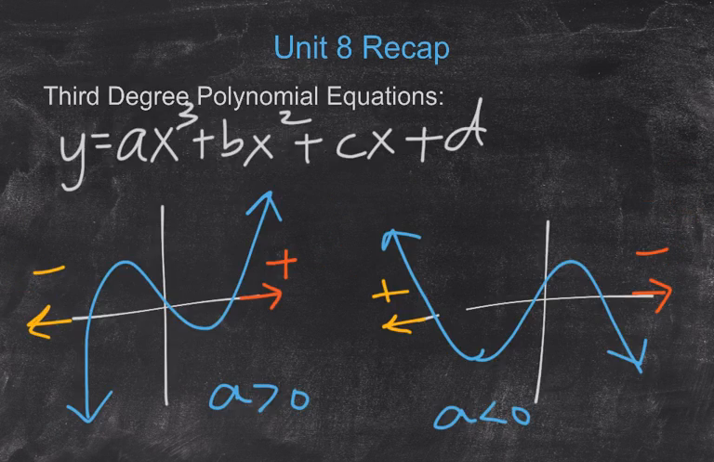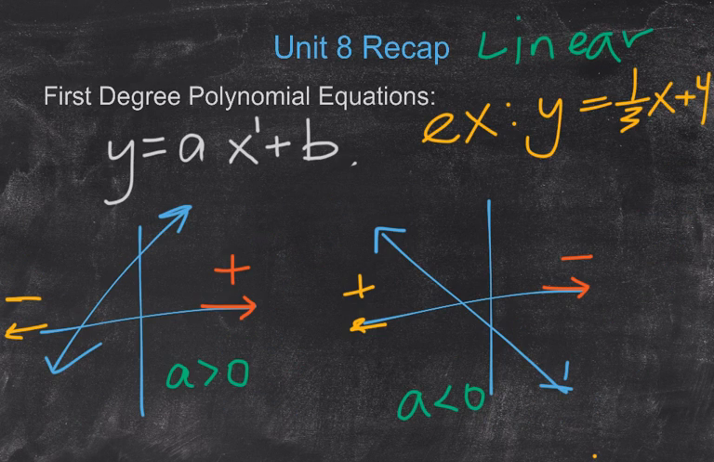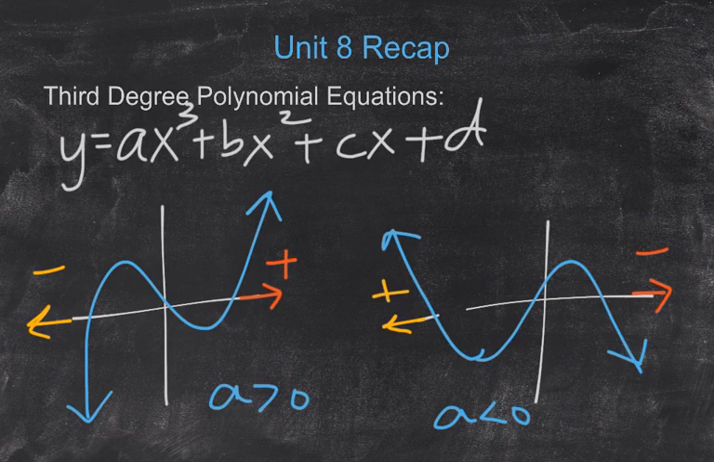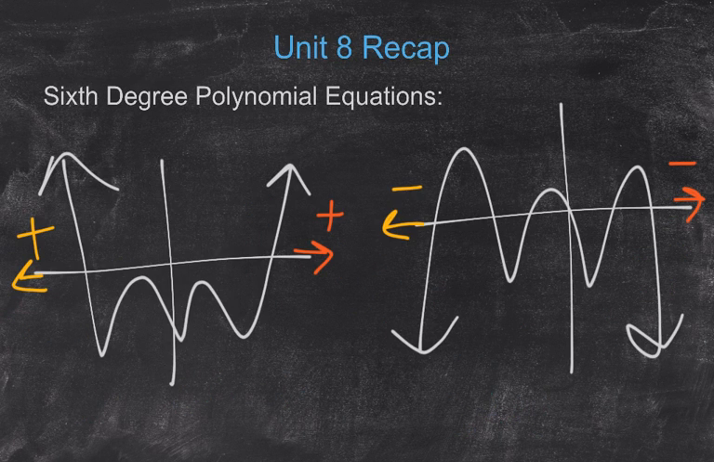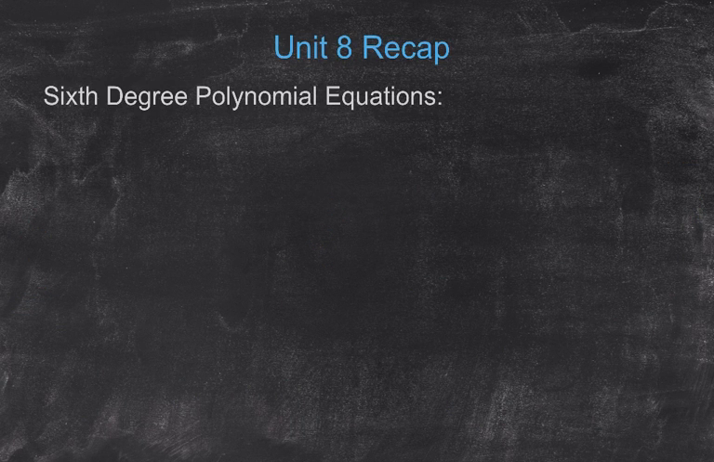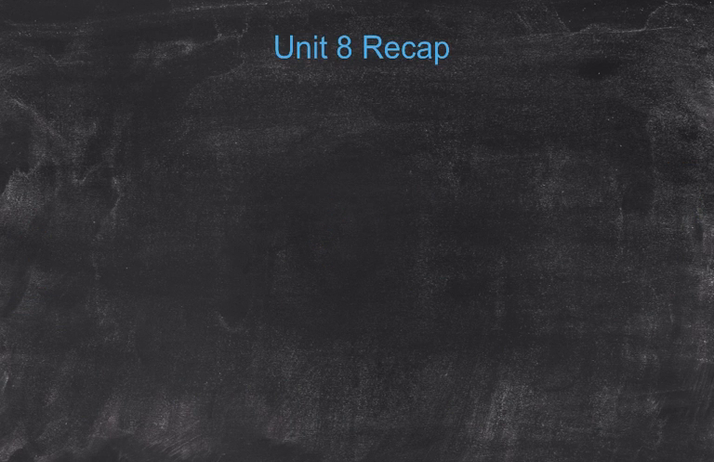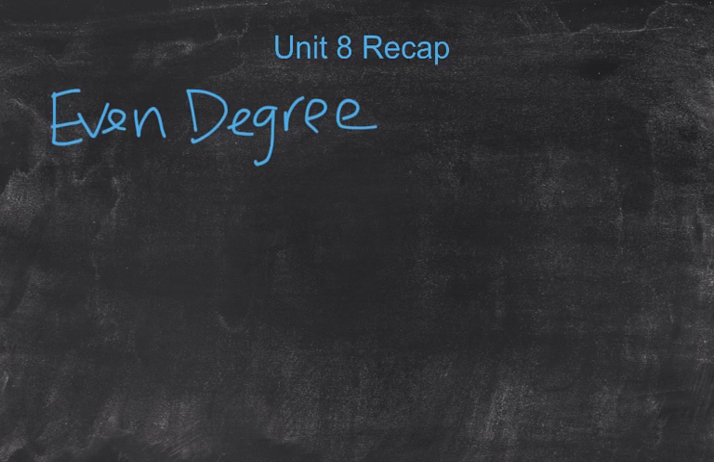Okay, so let's go back one more time. First degree, different end behavior. Second degree, the same. Third degree, different. Fourth degree, the same. Fifth degree, different. Sixth degree, the same. And so what we realized was that for an even degree, we were going to have end behavior that was the same. So it was either going to be plus plus, or it was going to be minus minus.